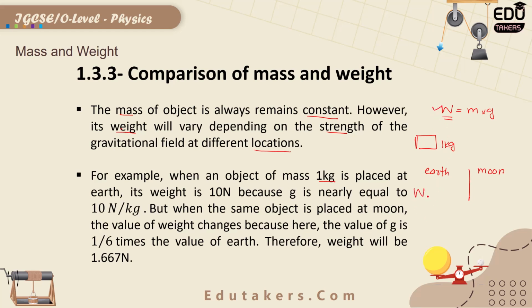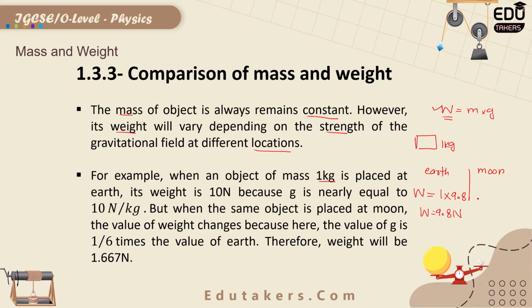So the weight at the surface of earth would be equal to the mass, which is 1 kilogram, multiplied by the gravitational field strength at the surface of earth, which is 9.8 meter per second square. So the weight on the surface of earth comes to be 9.8 Newton.